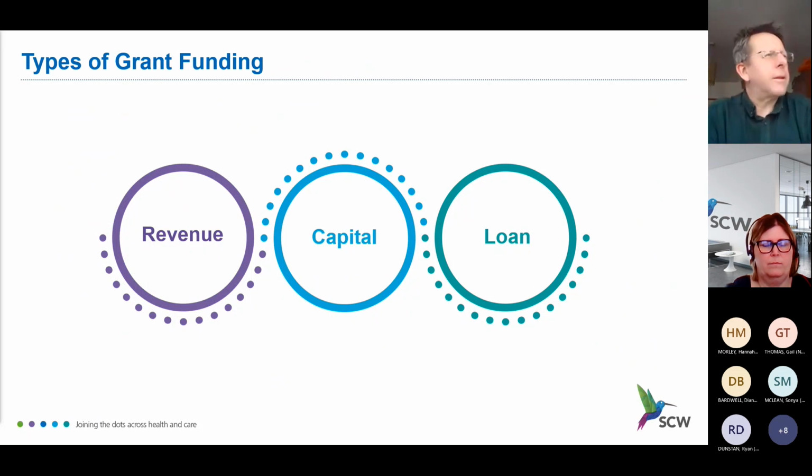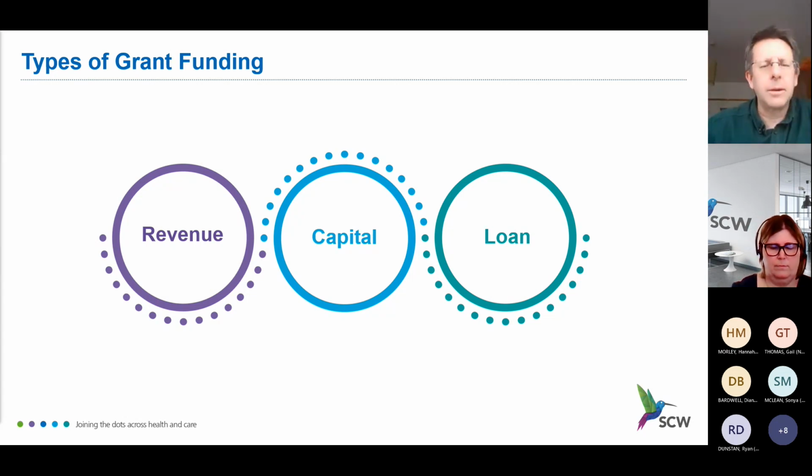There are various types of funding that we can identify when working with VCSEs. Predominantly, we look to provide revenue funding, which is standard ongoing annual funding, or one-off funding, even for a single year, to contribute to those organisations' general running costs and the delivery of their missions, the support that they're looking to deliver.